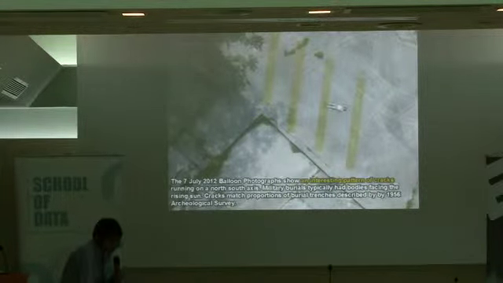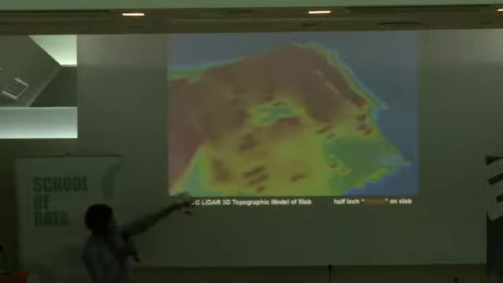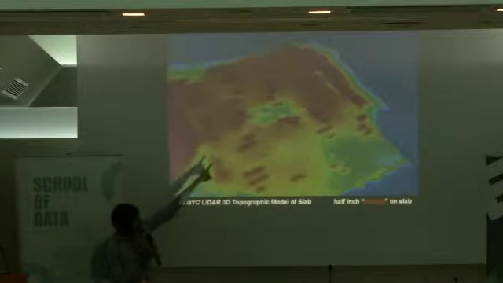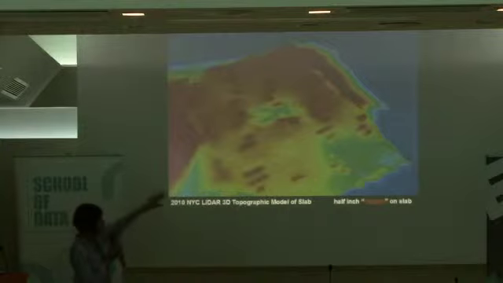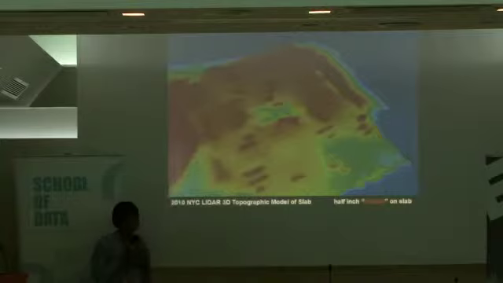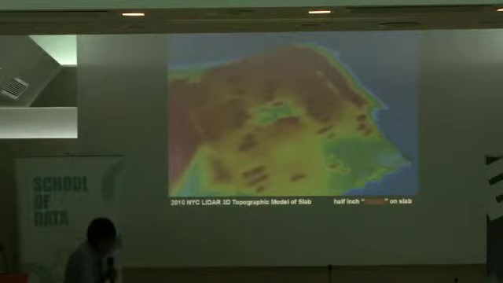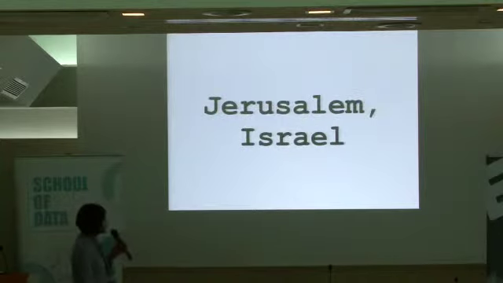Without jumping to too many conclusions, then they used LiDAR to make a 3D topographic model of those pictures, and they found that there were actually some bumps. This is obviously exaggerated. There are some bumps where they think that these bodies might have been. Okay, so that was Brooklyn, New York. So let's jump all the way to Israel.